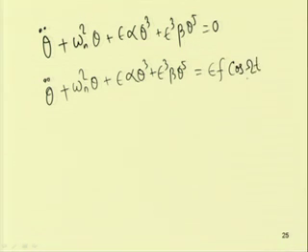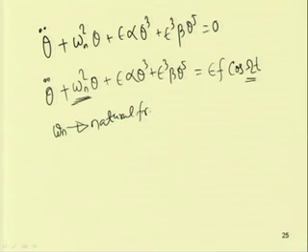Here this omega is the external frequency, and omega n, from this omega n square, is the natural frequency of the linear system.